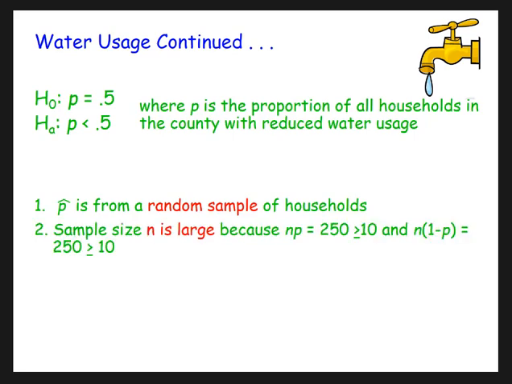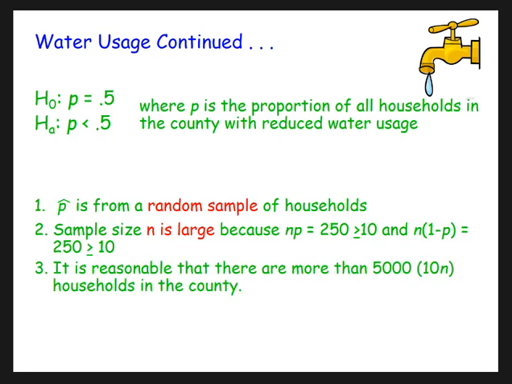250, or n times p is greater than 10. I mean, n is 500, p is 0.5, that's 250. 1 minus p is also 0.5, so that's also 250, so both of them are bigger than 10. And it's reasonable to assume that the county had more than 5,000 people in it, so that we're less than 10% of the whole population.